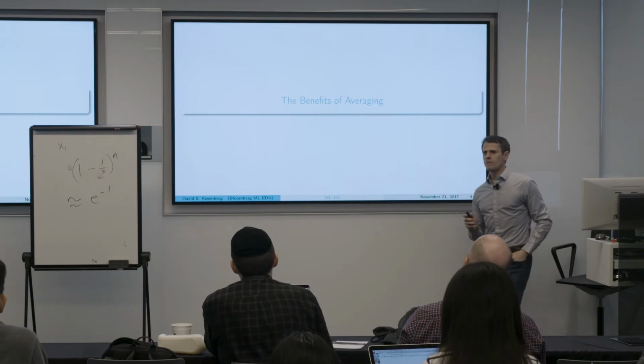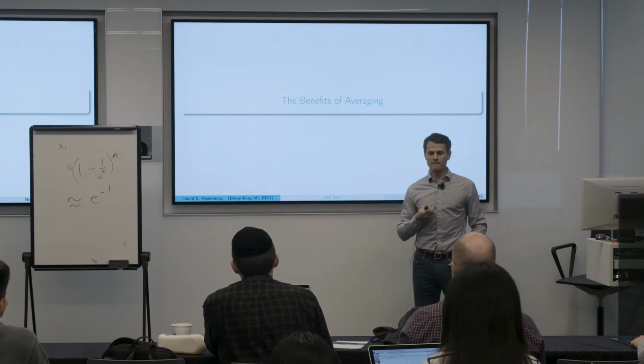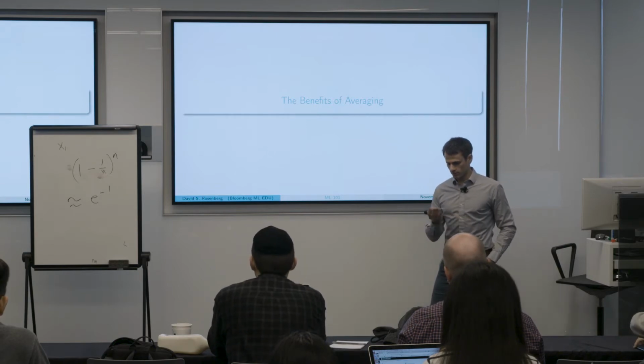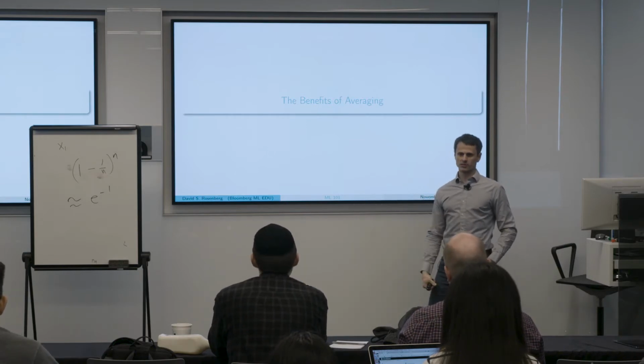So we're going to talk about parallel first, and in particular, we're going to talk about bagging. And bagging is basically about, in a regression setting, for instance, averaging the predictions of a bunch of models.